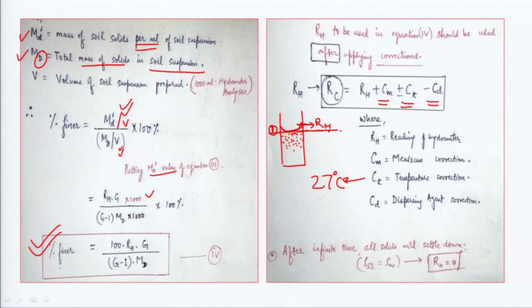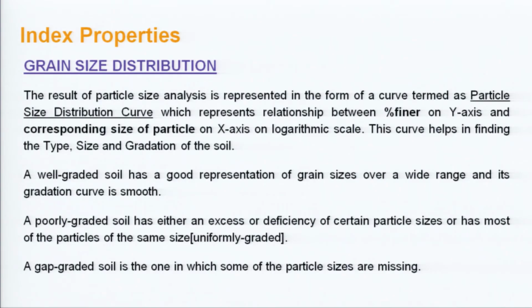So we will be applying this correction, that is the meniscus correction, and we have also added the dispersing agent to wash the soil solids and so on, so as to deflocculate. Also you know that after infinite time all the solids will settle down. At that time the RH will come out to be 0, and the density of the soil suspension will be equal to the density of water.